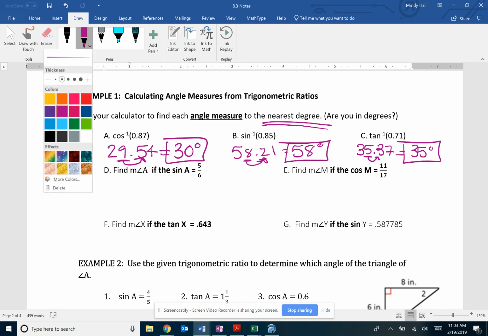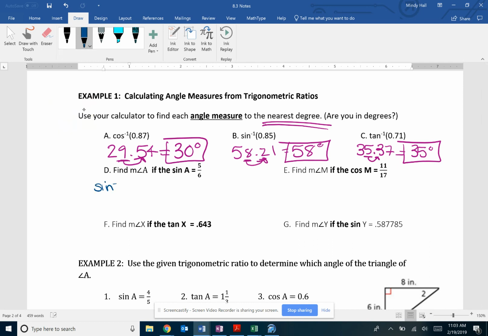So now they're going to ask it in a slightly different way. Now they're saying find measure A if sine of A is 5/6. So the easiest way is your inverse trig. So inverse sine of 5 divided by 6 is 56.44. So the nearest degree would be 56 degrees. Let's make my 6 look like a 6 though. 6. There we go.